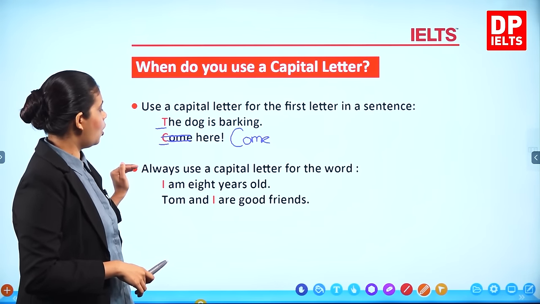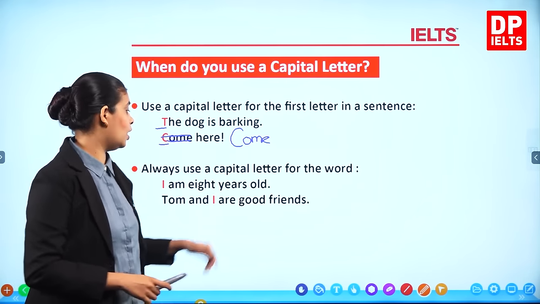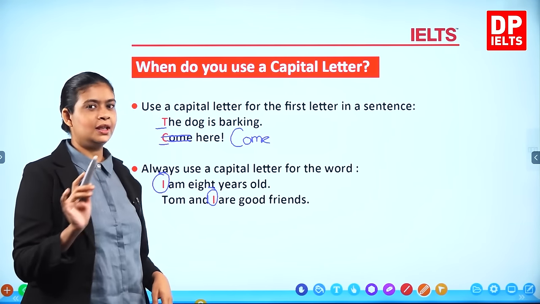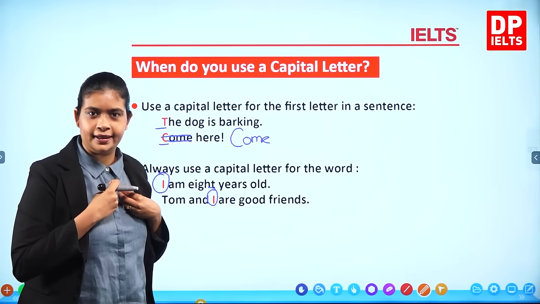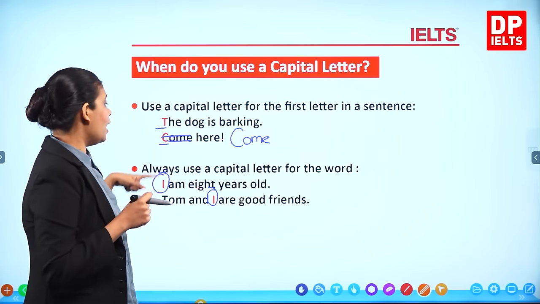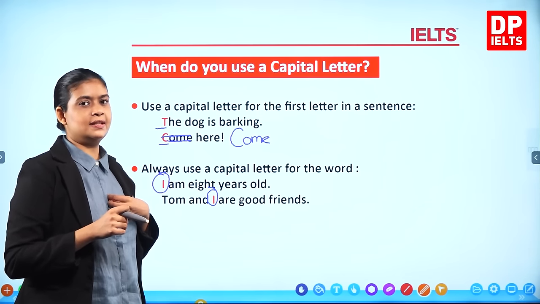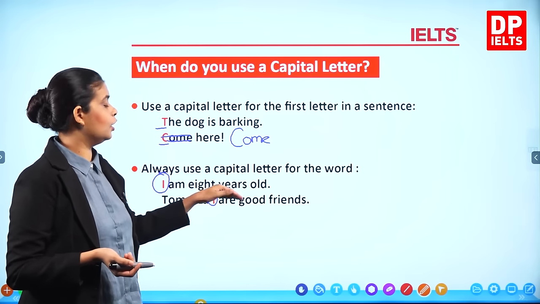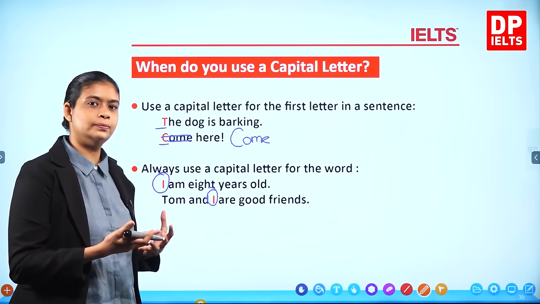Next one. Always use a capital letter for the word I. I am 8 years old. Tom and I are good friends.